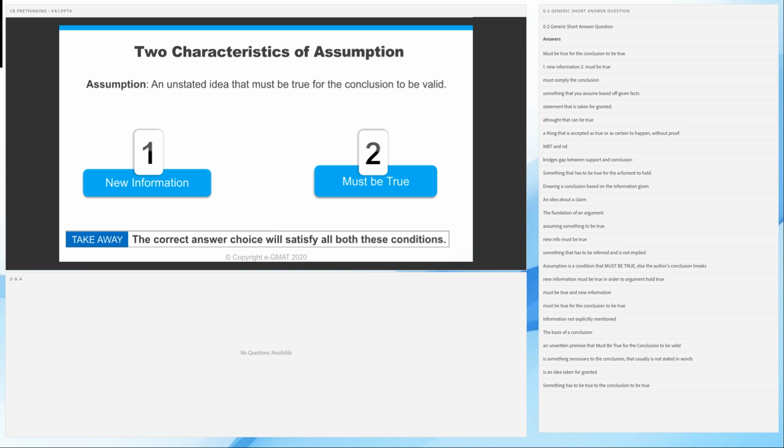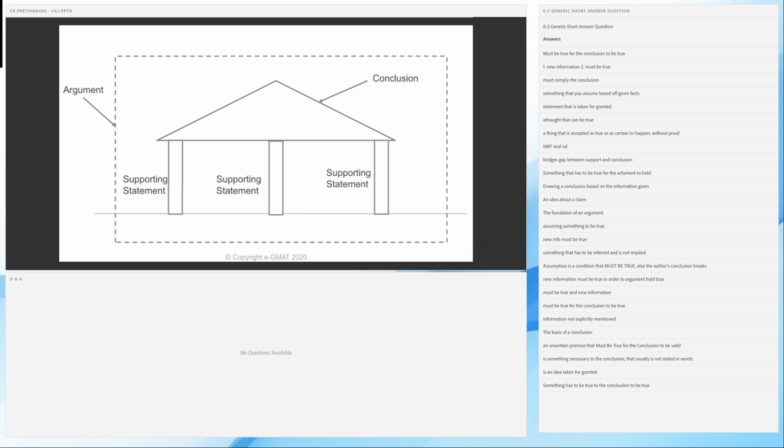There are two characteristics of the correct assumption. One is that it provides new information, which means that you shouldn't be able to infer the information in the answer choice from the argument. About 3% of all questions test that. Very few questions test that, and they're usually easier. But 97% of questions test the must be true part, and these questions get more and more challenging. So the must be true aspect is the aspect that most of us need to worry about. Okay, but it's really important to know the other aspect with regards to new information as well.